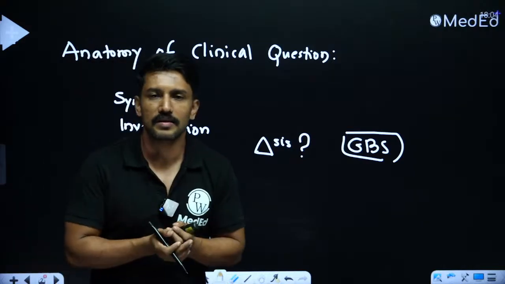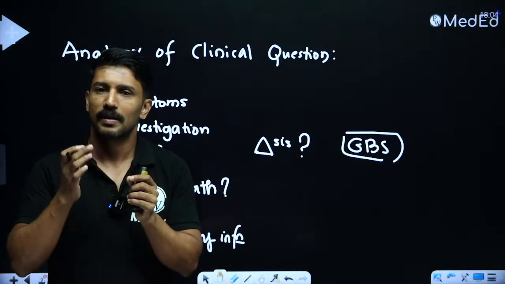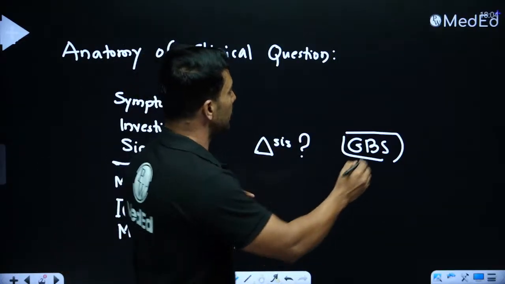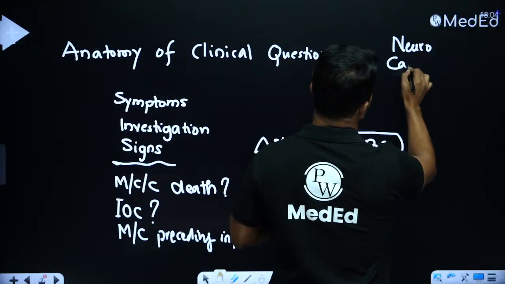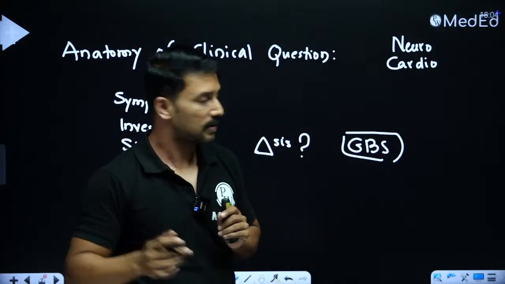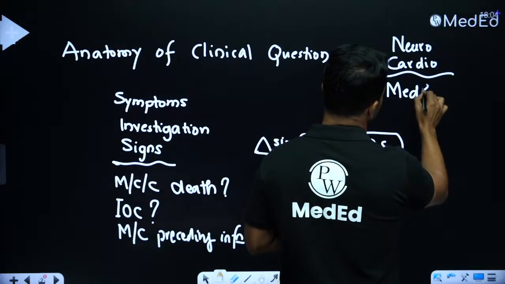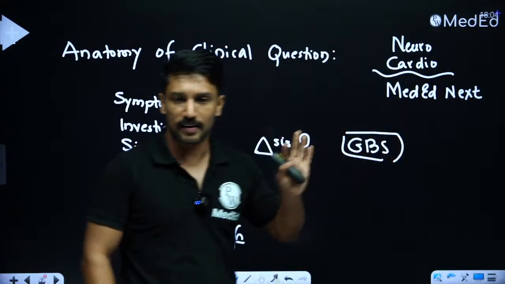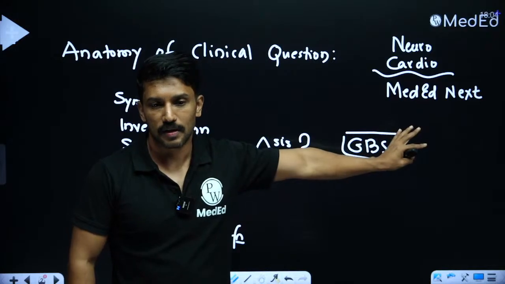So in this clinical reasoning masterclass, this is what we are trying to do. We will give you tips and clues which help you reach the diagnosis. I have already done neuro and cardio. Neuro and cardio are covered in another video module called Clinical Reasoning Masterclass, available on our sister channel called MedEd Next. Search YouTube for MedEd Next and you get that channel, and on that channel just search for the Clinical Reasoning Masterclass and you get that.